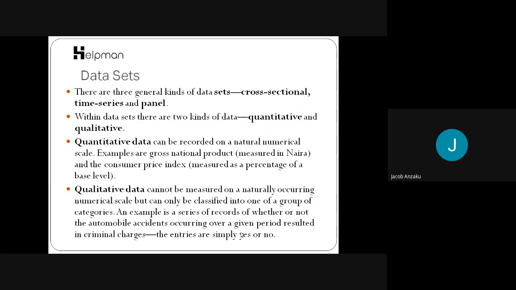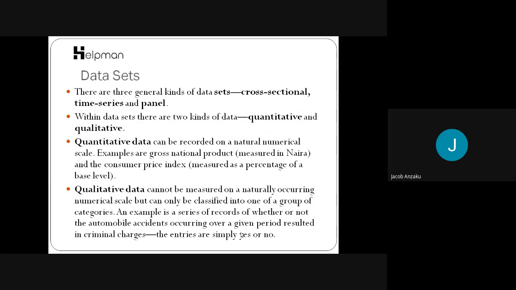But as we go deep into the course, we will get more understanding of what a cross-sectional data is, what a time series data is, and what a panel data is. For instance, in the course that we'll be taking next semester, econometrics, we will deal more with time series and panel data. Now, within data sets, there are two kinds of data. We have what we call the quantitative data and the qualitative data.